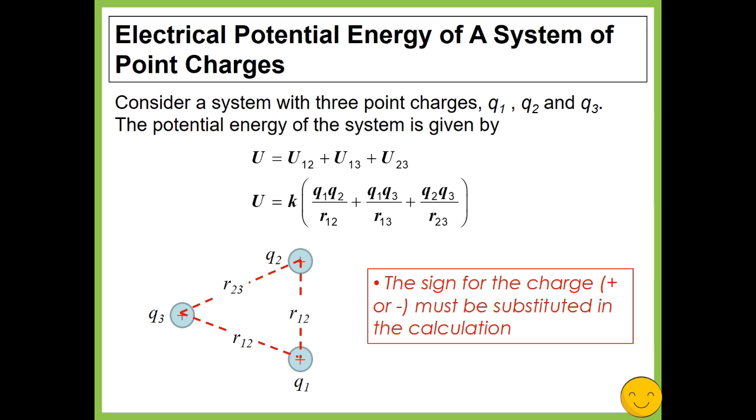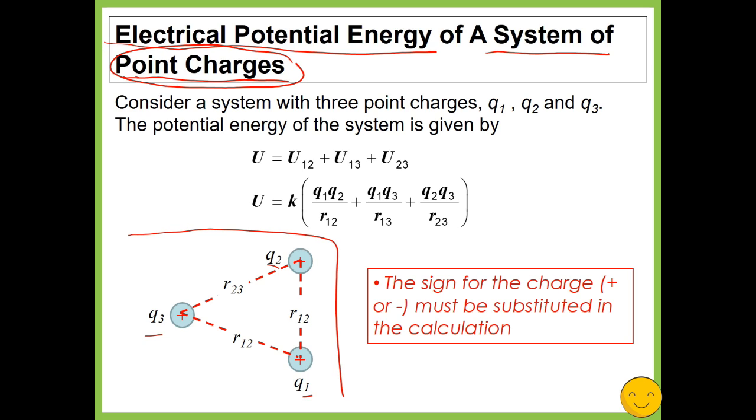For a system of charges, which means a system that has more than one point charge, the electric potential energy is to add up all the interactions between the charges. So for example, in this case, we have three charges, Q1, Q2, Q3. So in this system, we can see that there are interactions between Q1 and Q3. So it's going to be U13.